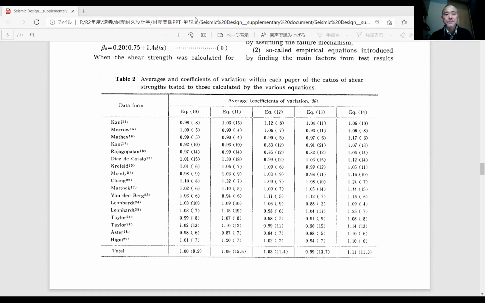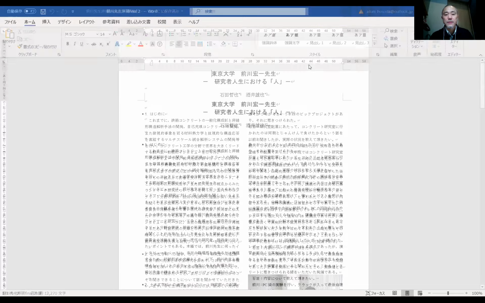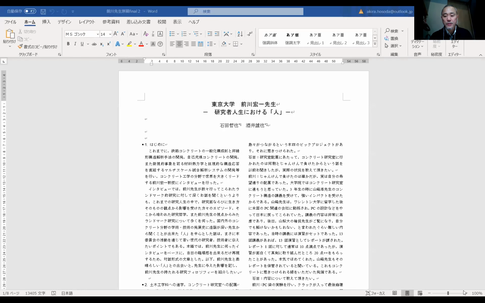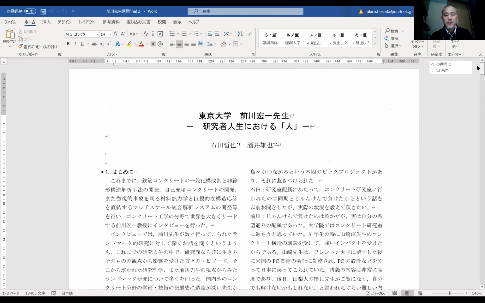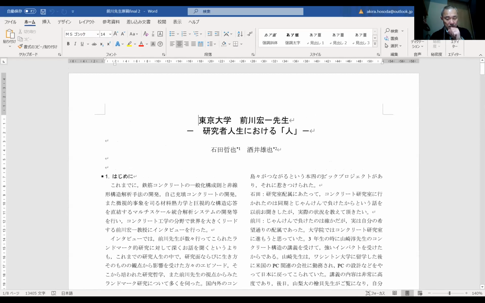Can you see this Word file? Sorry, again, it's in Japanese, but this is one of the articles in those landmark activities. It is an interview with Professor Maekawa. The first author is Professor Ishida, who is 2 years senior to me.